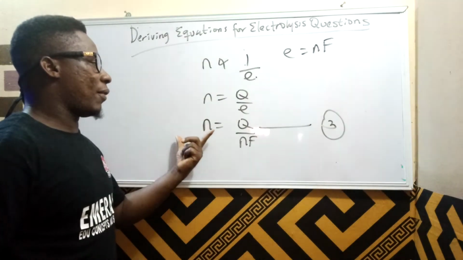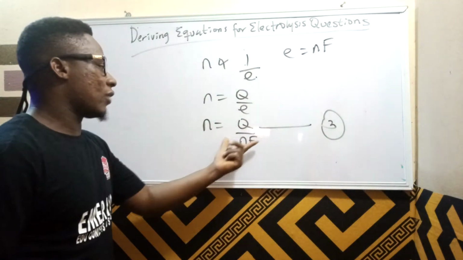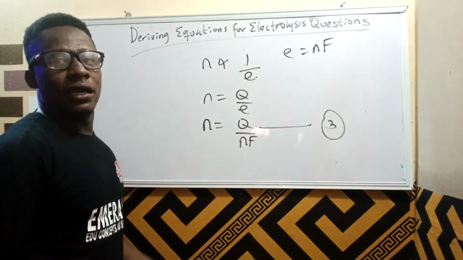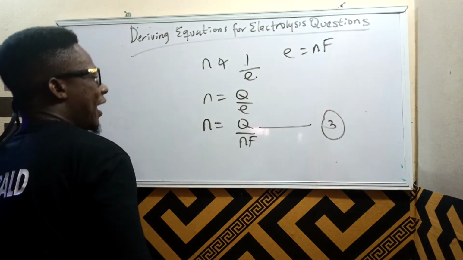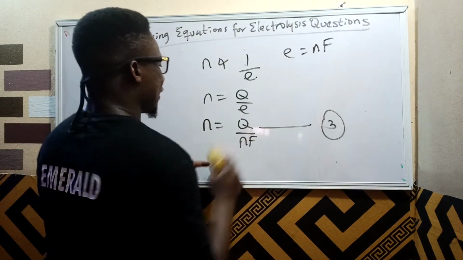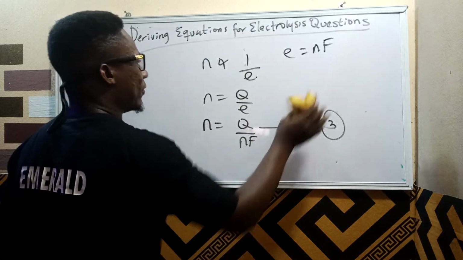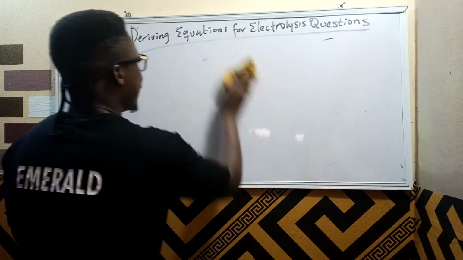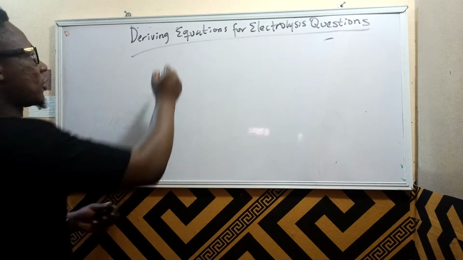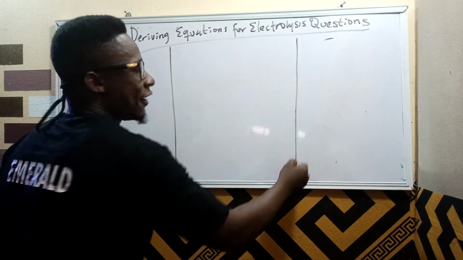So when you are given the number of moles and the Faraday's constant, and they ask you to find Q, you can find it easily. Now, from this equation 3, we can begin to derive so many equations.